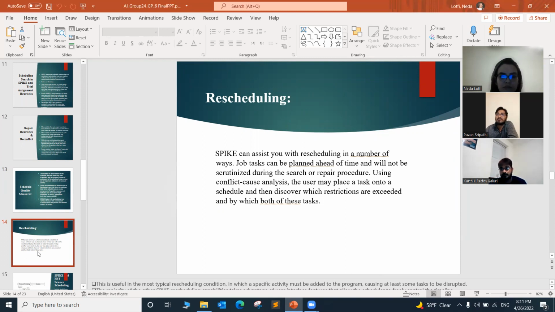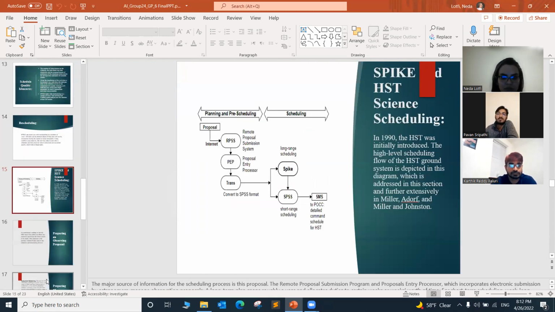Like job tasks can be planned ahead of time and will not be scrutinized during the search or a repair procedure. Using conflict cause analysis, the users may place a task onto the schedule and discover which restrictions are exceeded by which of these tasks. And the next slides will be discussed by my teammate Karthik.